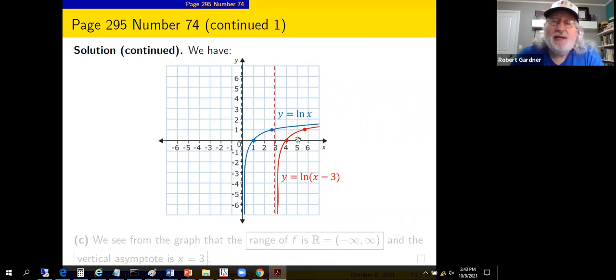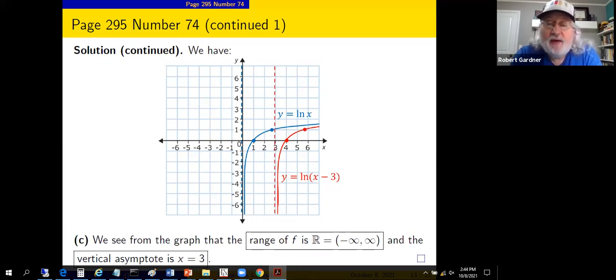And then we translated it to the right by 3 units. So this point will move to the right 3 units. This point will move to the right 3 units. The vertical asymptote will move to the right 3 units as well. And so we get a vertical asymptote of x equals 3. Yeah, we could have guessed that, given the algebraic formula.